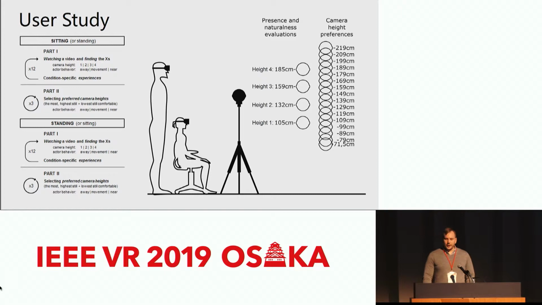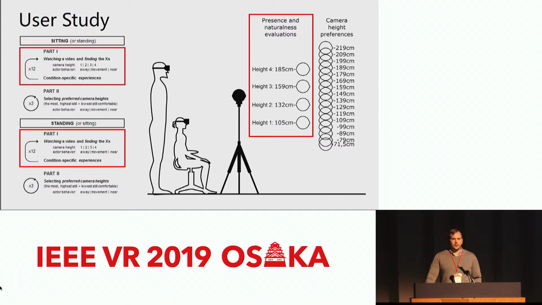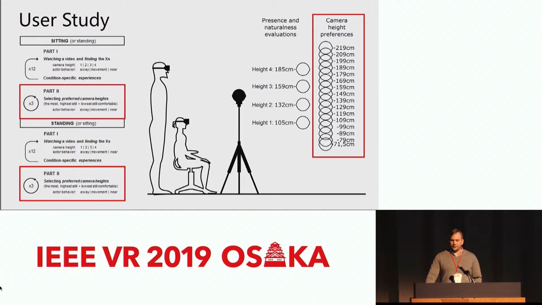To recap this rather complex study, the study was split into two parts. Participants completed both parts twice, one sitting and one standing. In the first part, participants watched 360 videos with three different scenarios and four camera heights and evaluated their naturalness and presence. In the second part, participants watched the same scenarios and could freely move between 16 camera heights. They chose their preferred camera height, as well as the lowest and highest still comfortable height.